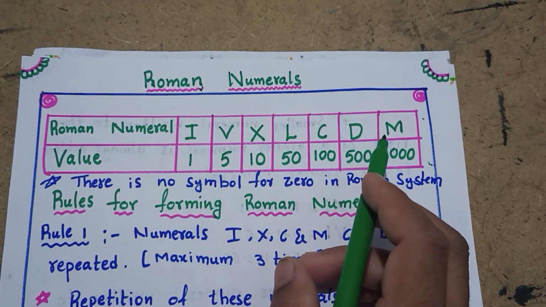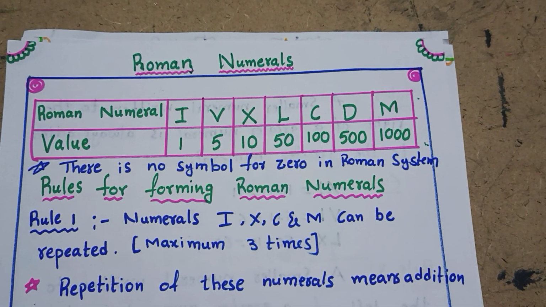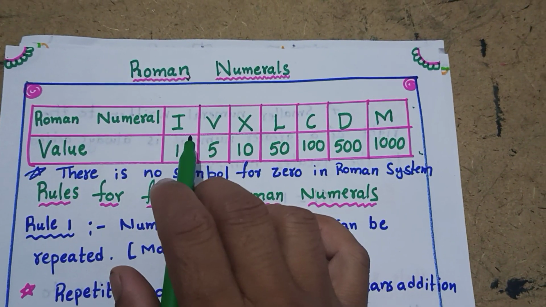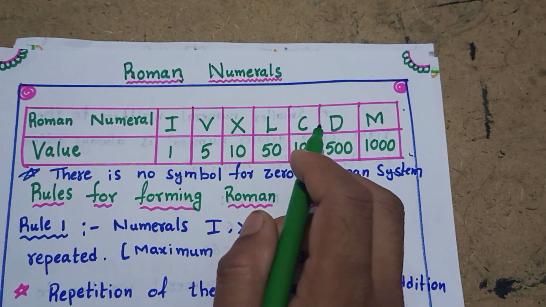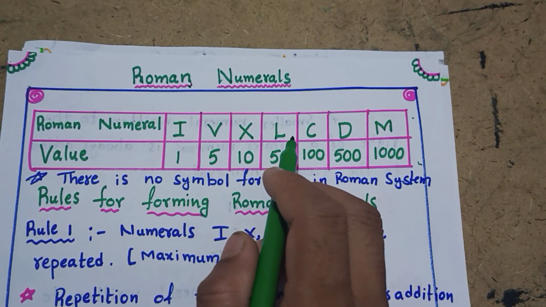How many basic symbols are there in the Roman numeral system? There are 7 basic symbols. By using these 7 Roman numerals, we will build up other numbers.